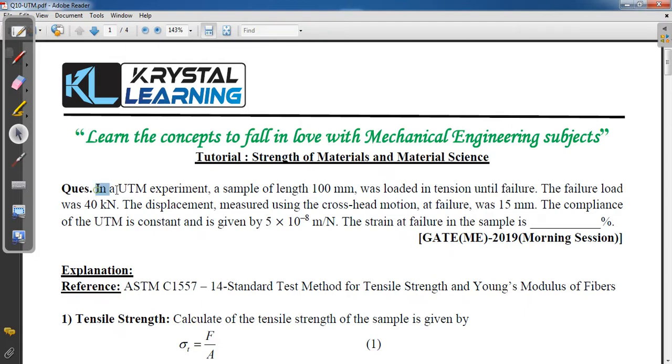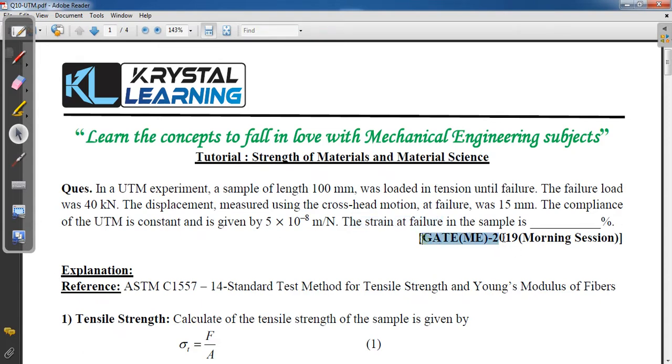The question says, in a UTM experiment, a sample of length 100 mm was loaded in tension until failure. The failure load was given as 40 kilonewton. Displacement measured using the crosshead motion at failure was 15 mm. The compliance of the UTM is constant and is given as 5 into 10 to the power minus 8 meter per newton. Then it is asking for the strain at failure in the sample.